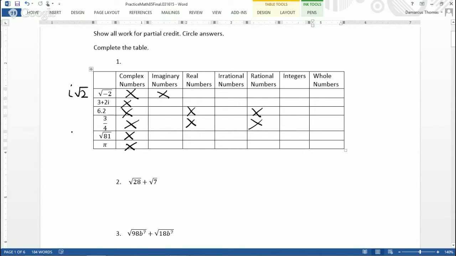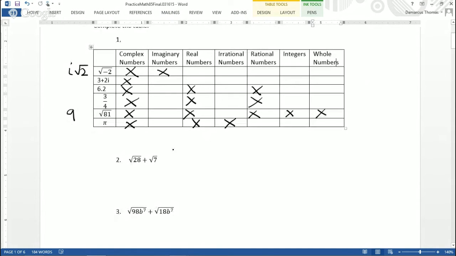Now, it turns out the square root of 81 is equal to 9. 9 is complex. It's not imaginary. It is real, it's rational, it's an integer, and it's a whole number. Pi is complex, of course. It is a real number, and it's actually an irrational number. It cannot be expressed as a fraction with integer numerator and denominator. Therefore, it is not a rational number. So this is the solution to the table.